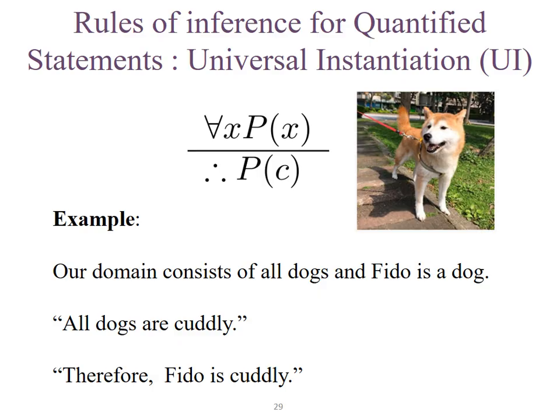Maybe we can see this example. If we have the domain of all dogs, and Fido is one dog, and we have "for all": all dogs are cuddly, then Fido is also cuddly, because Fido is one dog in the domain. Right? What is cuddly?